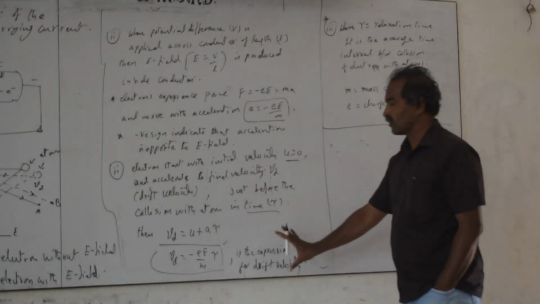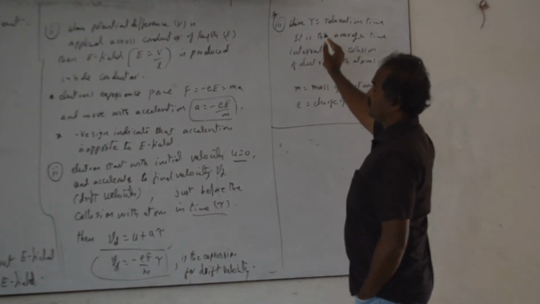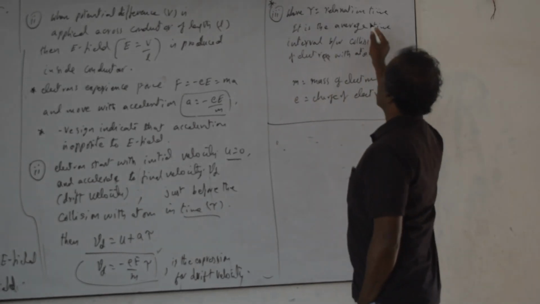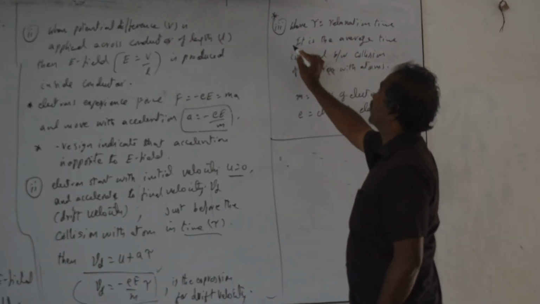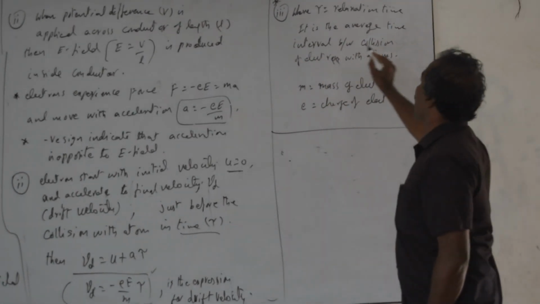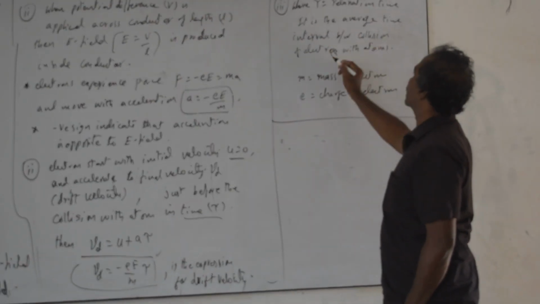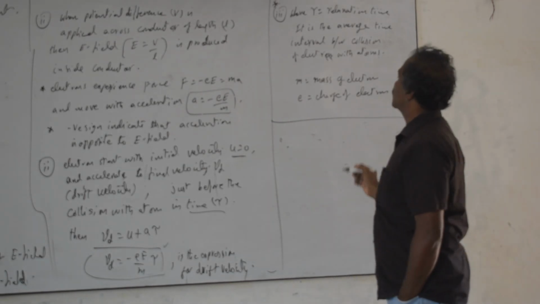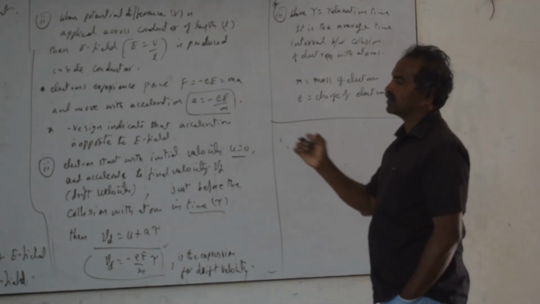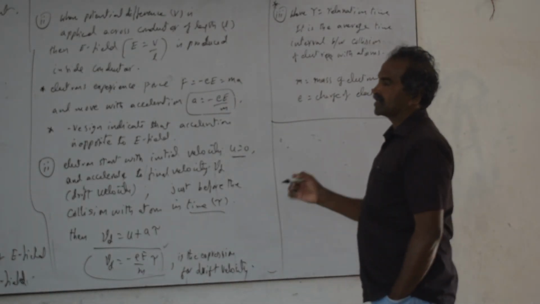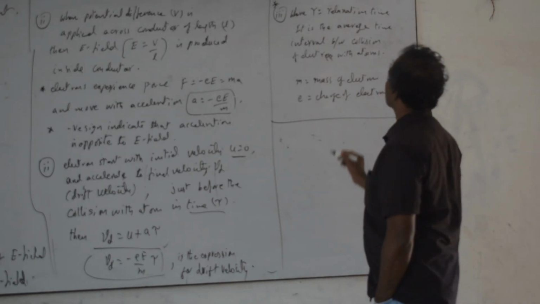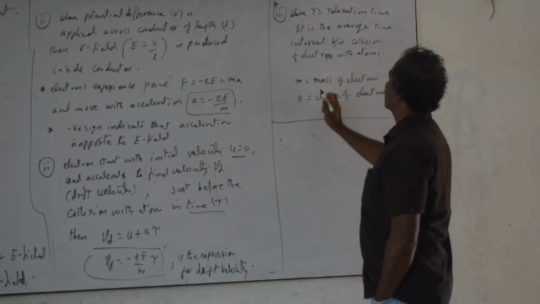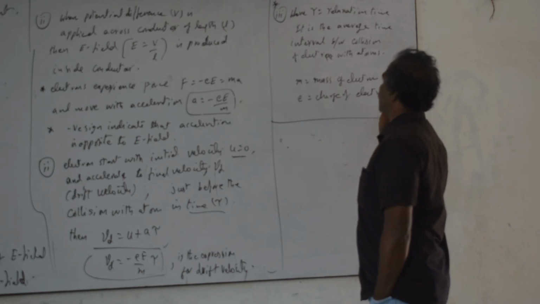Next, what is this tau? Tau is nothing but the relaxation time. The definition is important, they will ask you. It is the average time interval between the collisions of an electron with the atoms, that is, between successive collisions of the electron with the atoms. m is the mass of the electron, e is the charge of the electron.